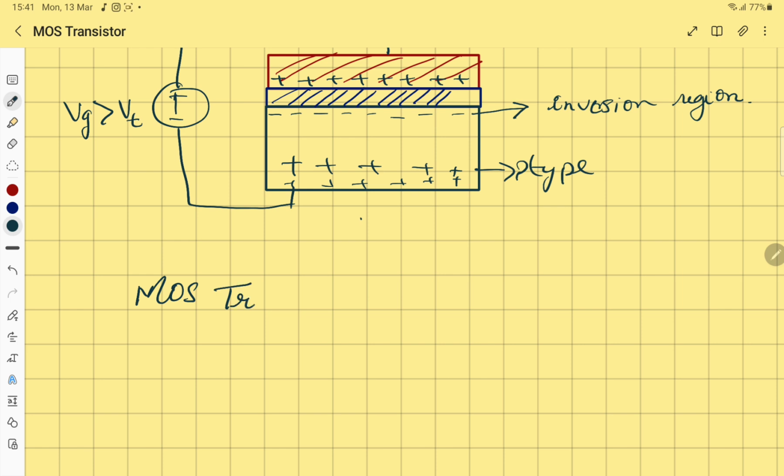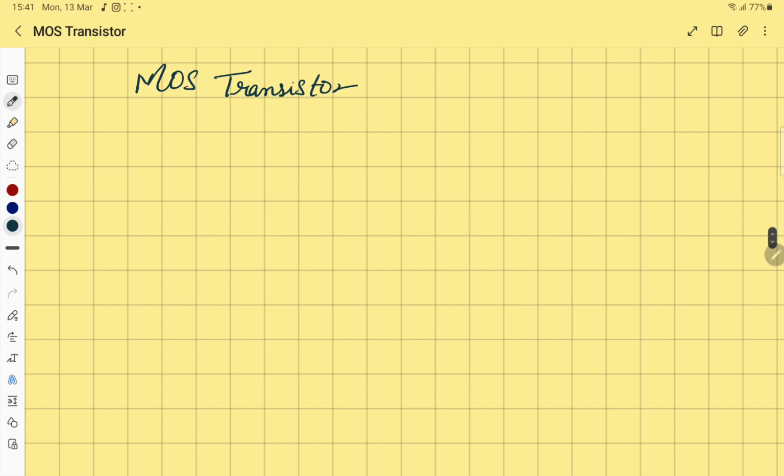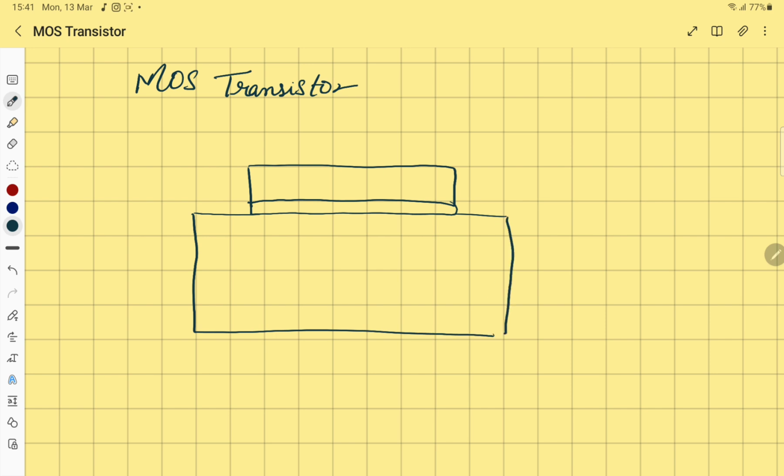MOS transistor. All right, so what's happening now is we again have a top layer, which is polysilicon. Then we have a small oxide layer, and then we have a substrate, as explained earlier, right? Now here we have two more regions which are like this.